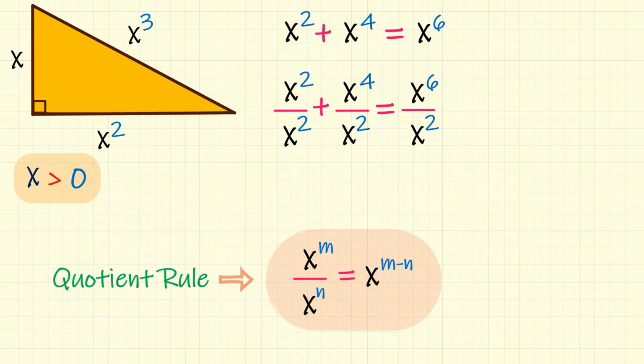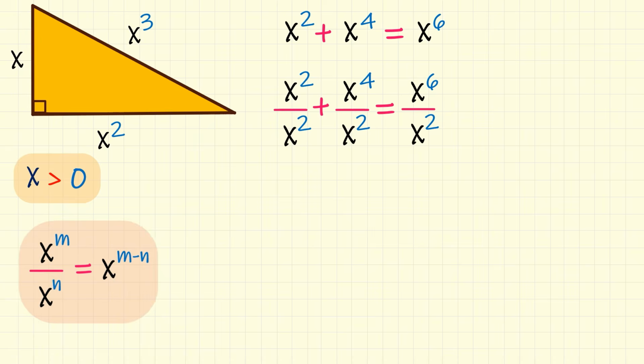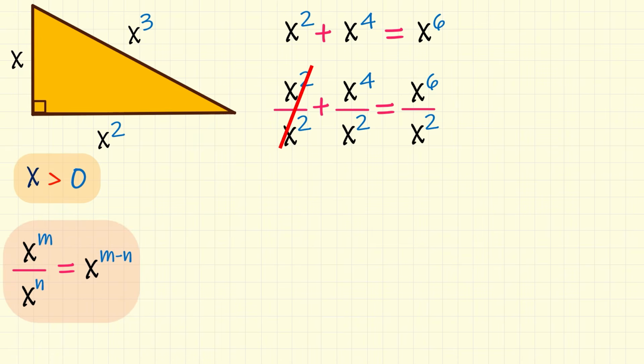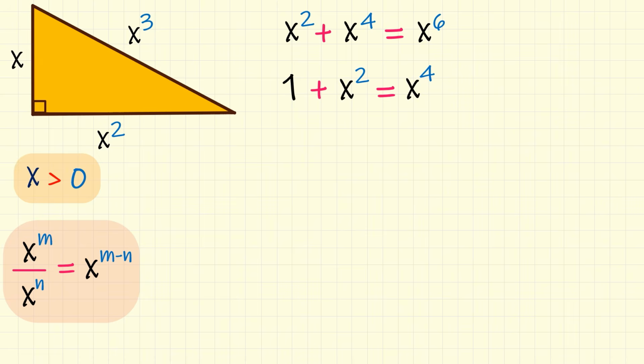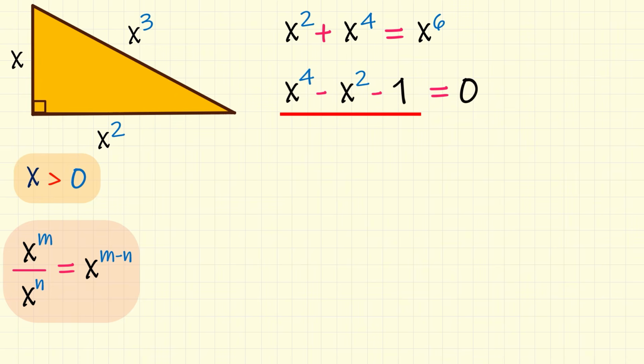Using the quotient rule for exponents, where we subtract the powers, x squared divided by x squared equals 1, x to the fourth divided by x squared equals x squared, and x to the sixth divided by x squared equals x to the fourth. We subtract the terms to move everything to one side, and what we get is a fourth-degree polynomial. x to the fourth minus x squared minus 1 equals 0.